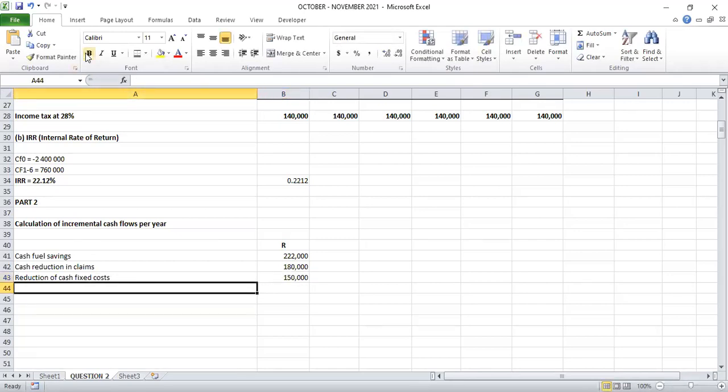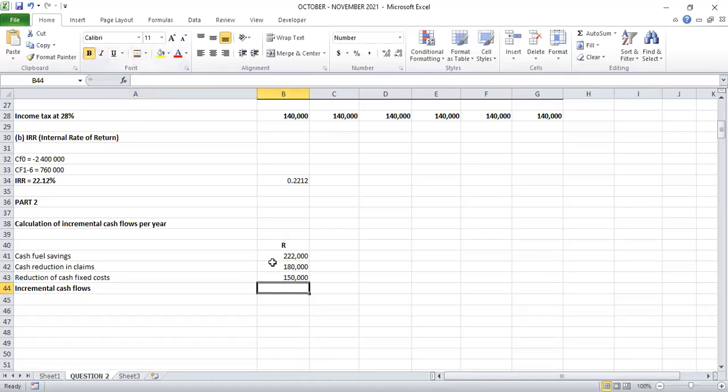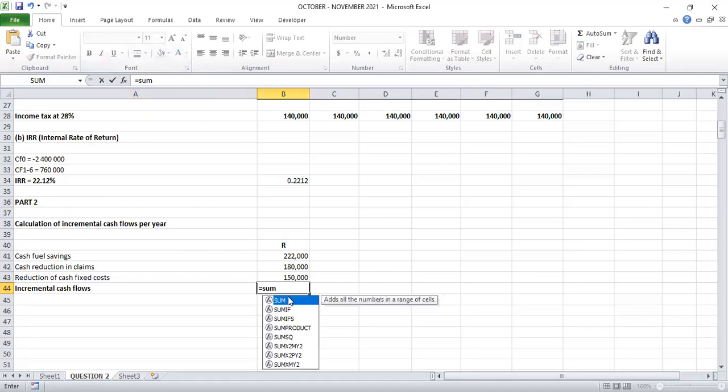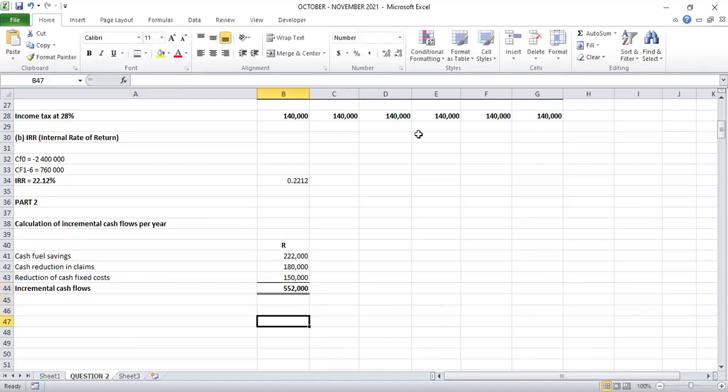So this will give us our incremental cash flows per year. The other things are not annual items. So that's why I didn't include them here. So when you're calculating your incremental cash flows per year, you are looking at those cash flows that happen yearly. So that's 552,000.